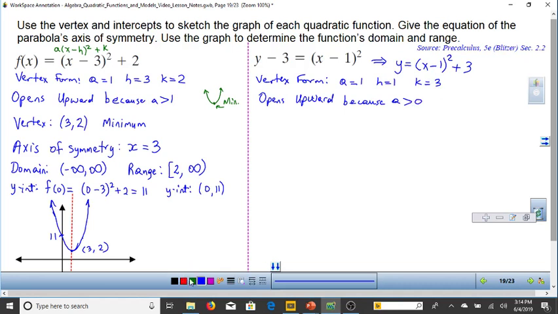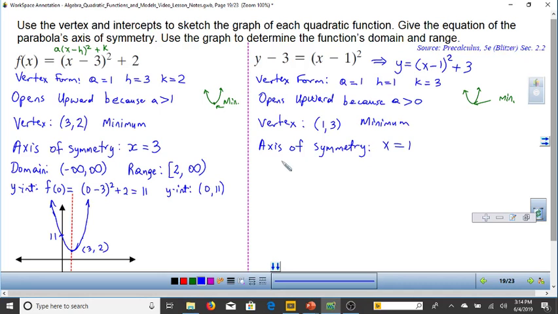And that means if I were to do a rough sketch of this graph, it would be a parabola that opens upward, which means again we will have a minimum point. Then the vertex, therefore, will have coordinates (1, 3), and that would be a minimum point. The axis of symmetry then will be the vertical line that passes through the vertex, and that's x equal to h.